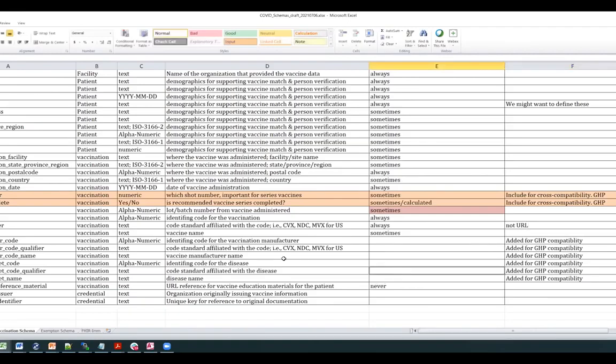Okay. Are there any other comments, or should we discuss this certificate and then go to our exemption schema, if that's okay? So we've added 2 fields and maybe we need, sorry, go ahead.